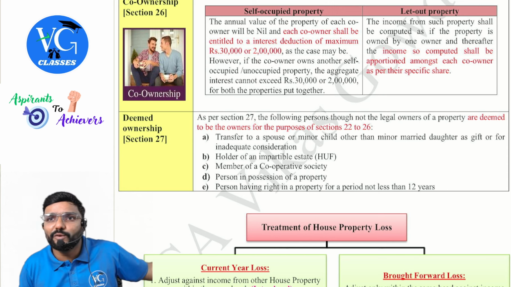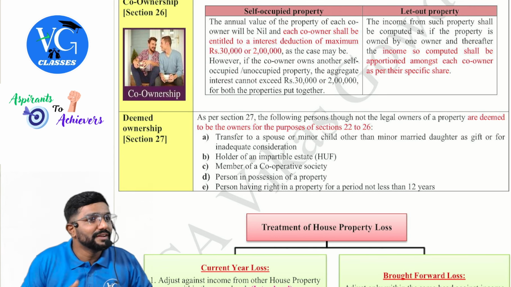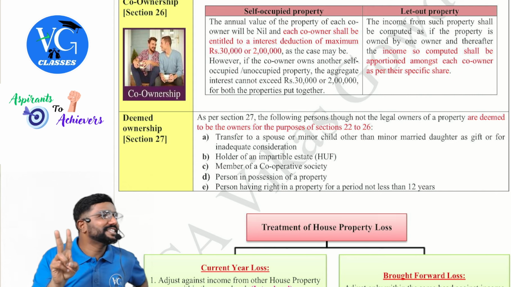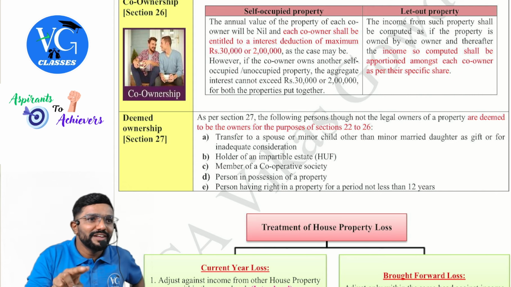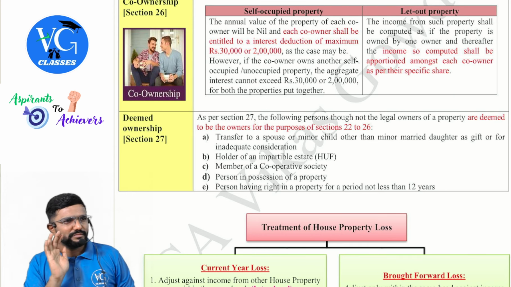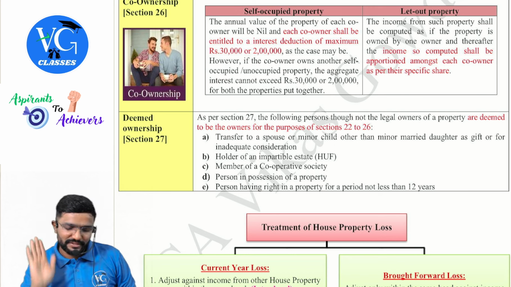Plus one more property I exclusively own. For that, how much can I claim? 2 lakh. 2 plus 2, can I claim 4? No, restricted to 2. House wise 2. At the end, assessee wise 2. Understood? Yes.